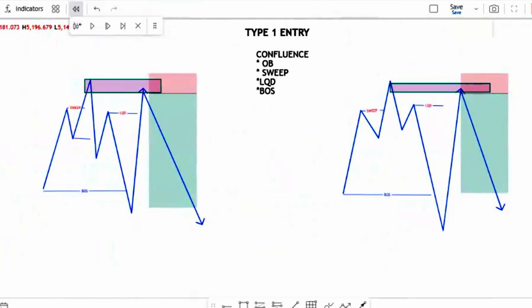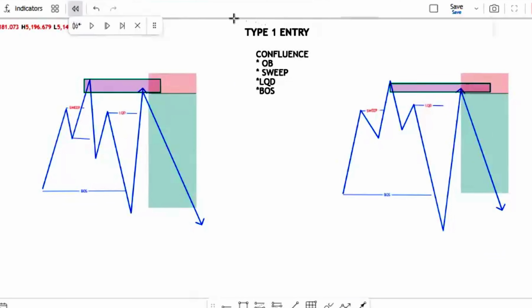Welcome to my chart. This is the whiteboard and we have the type 1 entry model. My entries, guys, they are not random. They are built on confirmation, structure, and confluences. Guys, let me show you my first entry model. Let me break down everything for you guys. Pay attention to what's happening right here.